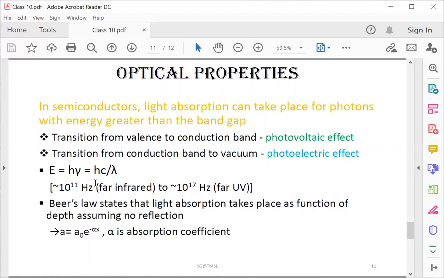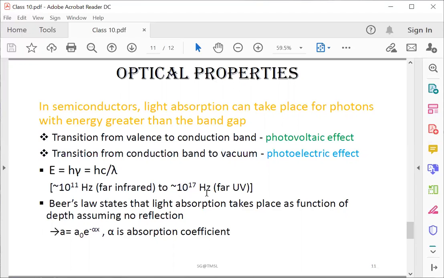Now the energy is E equals h nu, given by hc by lambda. For far infrared the frequency is about 10 to the power 11 hertz, and for ultraviolet it is about 10 to the power 17 hertz.